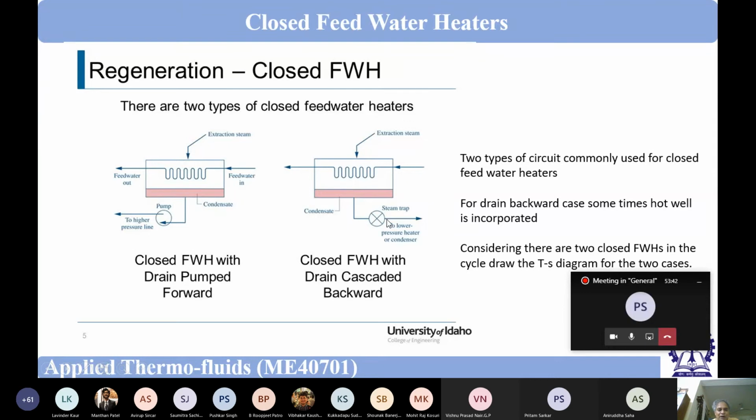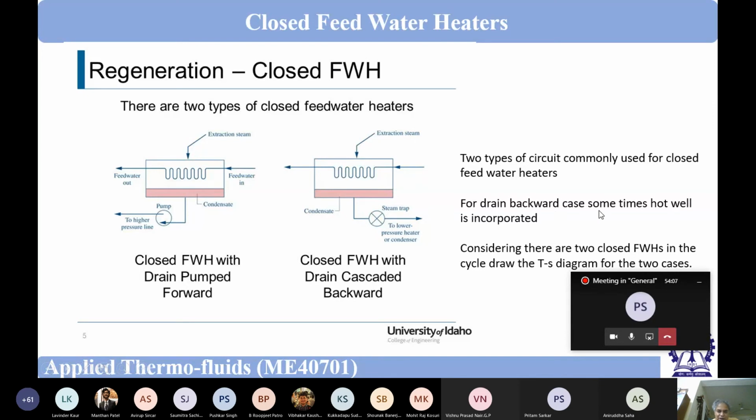And if we want to send it towards the condenser side, then what I have to do? This pressure is already high. So I have to have some sort of a steam trap so that no steam goes this way, and there should be some sort of a throttling valve so that there is pressure reduction. So either this is used or this is used. So two types of circuit are commonly used for closed feed water heater.